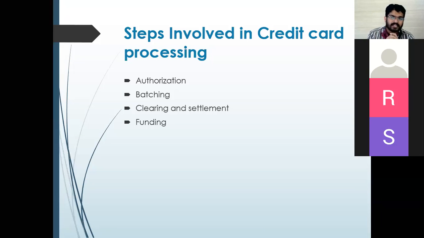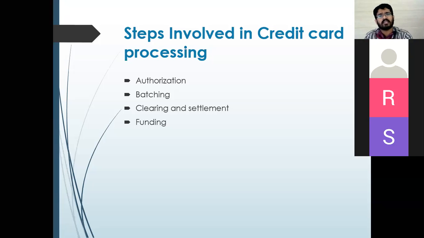Next is batching, where the acquirer, that is the bank of the merchant, makes batches of all the transactions. Visa batches, MasterCard batches, and RuPay batches are done, and they are sent to the respective association. So that is what batching is.